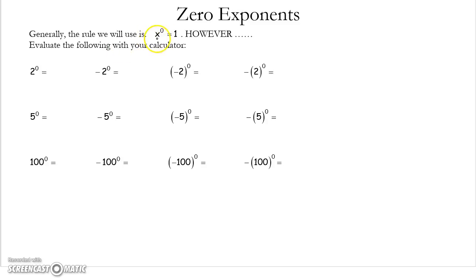Generally, our rule is anything raised to the 0 power is 1. However, you have to be extremely careful because an exponent applies only to its base. So if I say x to the 0, then x is my base, 0 is my exponent.